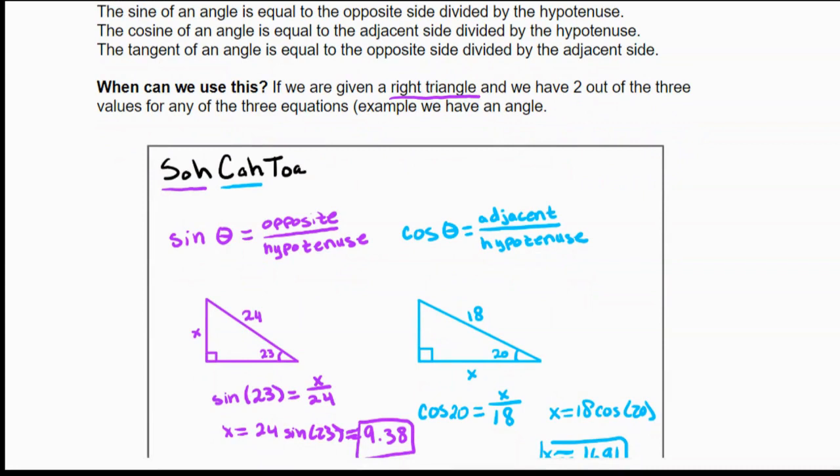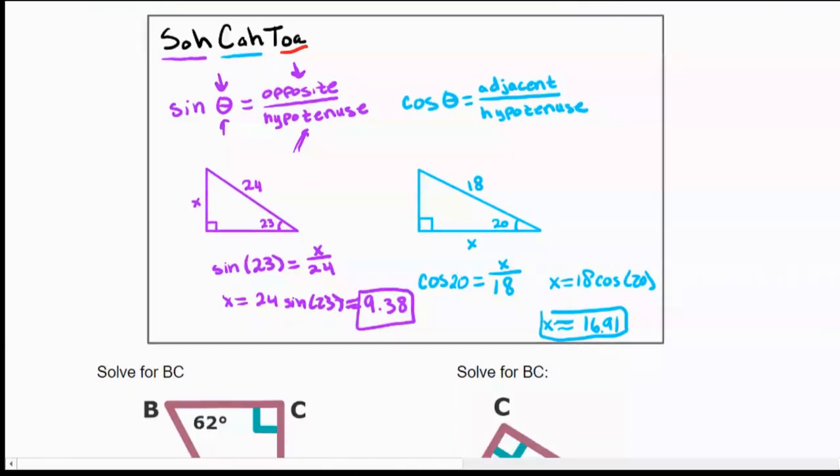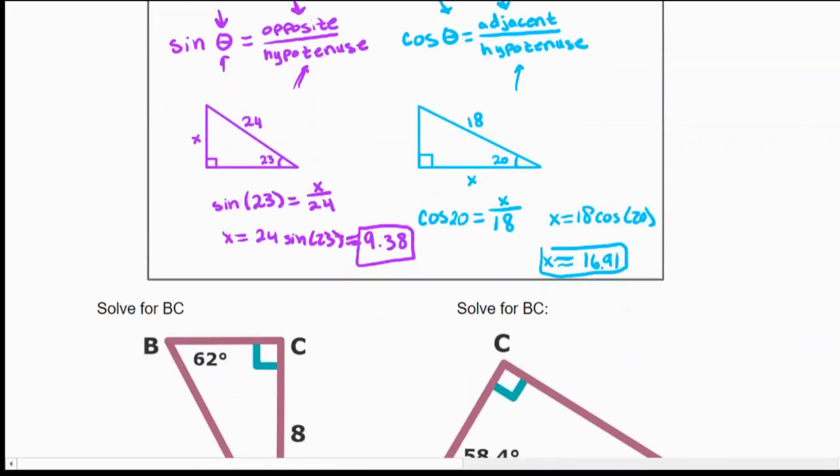And I'm specifically going to go over sine and cosine. Tangent's the same, except that it is opposite over adjacent. But for example, sine is opposite over hypotenuse. So I need 2 out of those 3 things, either the angle and the opposite side, or the hypotenuse and the opposite side, or the hypotenuse and the angle. I need 2 out of the 3 of them. Same idea goes for cosine. I need 2 of the 3 variables to be able to solve for this kind of an idea.